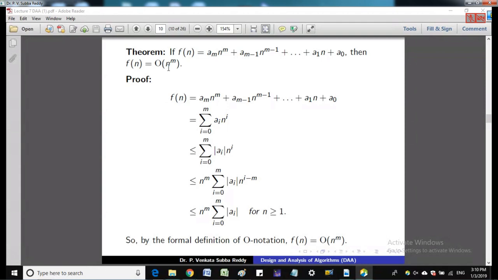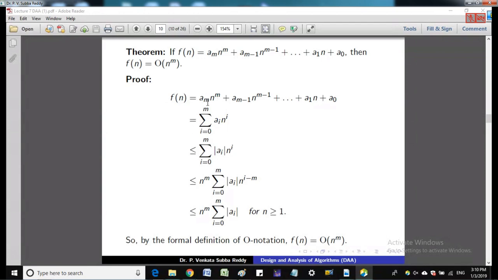According to the formal definition of asymptotic notation, if I can find two constants C and n_0 such that f of n is less than or equal to C times g of n for all n greater than or equal to n_0, then we conclude that f of n is big O of g of n. Now what is f of n here? a_m n^m + a_(m-1) n^(m-1) + ... is a polynomial in n whose degree is m.